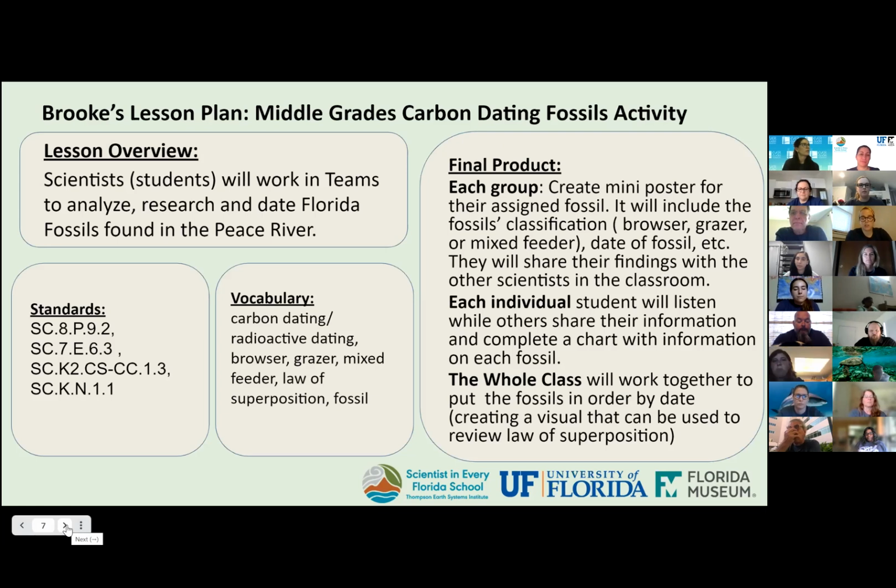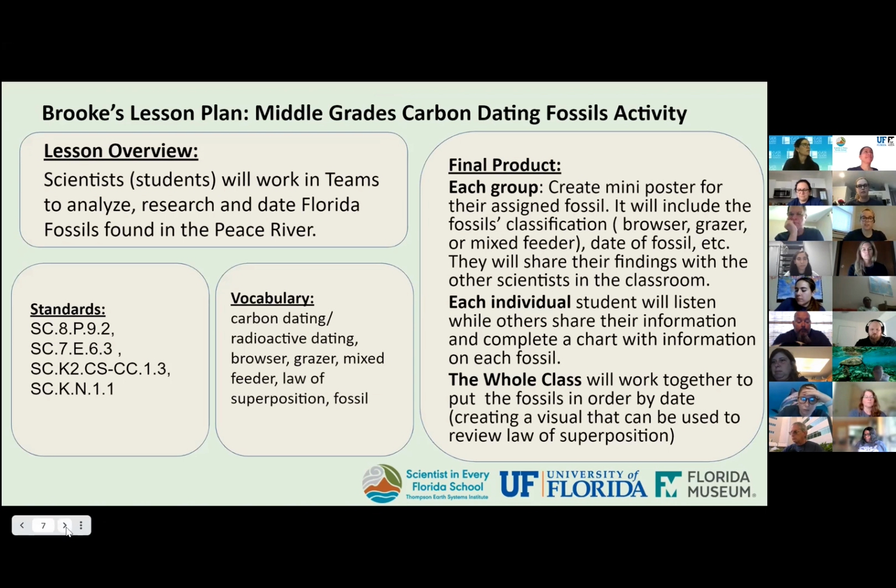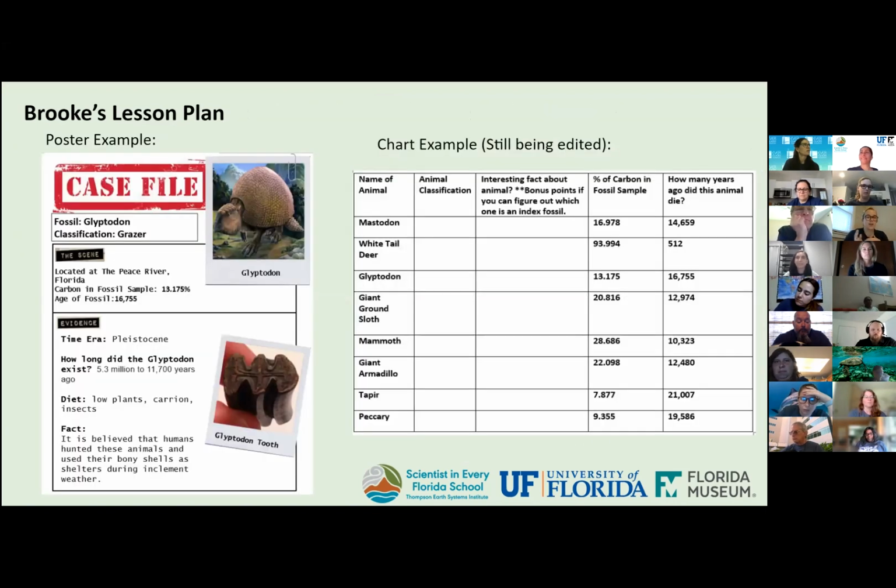Once they do that, each group is going to get one specific fossil to focus on. They're going to research the animal, figure out when it was alive, and I'm also giving them either the percentage of carbon left over in the fossil, or they're going to get how old the fossil is. And there's actually a carbon dating calculator that they're going to use online, where they input the information and get the missing piece to put in. And essentially what they're creating is like a little file on their animal, which they're going to share with the class.